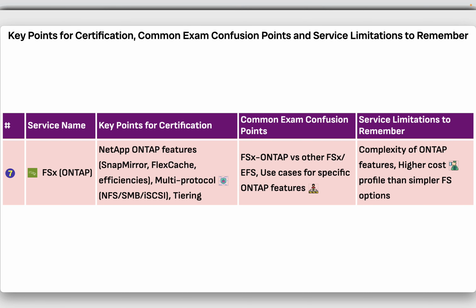Next, FSx for NetApp ONTAP. So key points to remember are NetApp ONTAP features it supports like SnapMirror, FlexCache, and associated efficiencies. It has multi-protocol support: NFS, SMB, iSCSI, and it offers tiering. Confusion can be between FSx for ONTAP versus other FSx and EFS services. Use cases for specific ONTAP features. Limitations: complexity of ONTAP features, higher cost profile than simpler file system options.